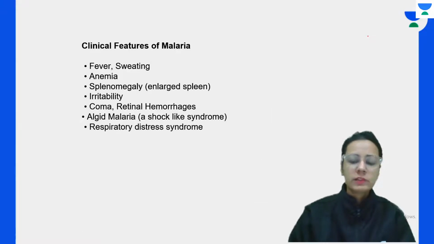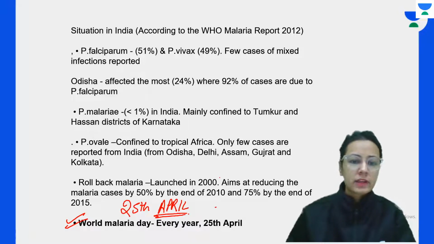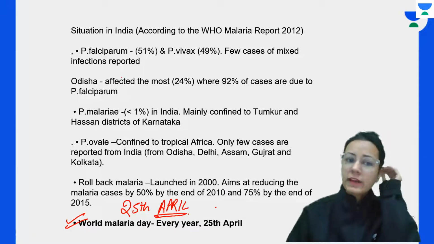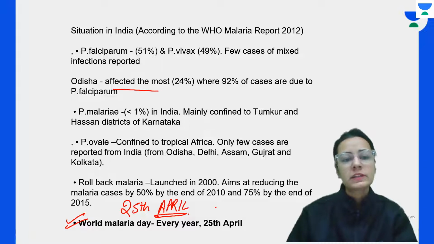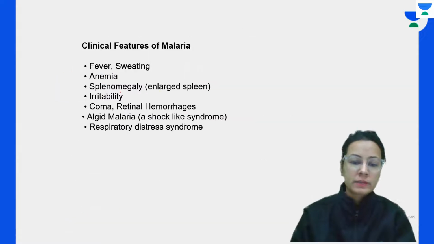Now, moving to the next, when is World Malaria Day celebrated? It is on the 25th of April, right? We have mainly Plasmodium falciparum, and in Odisha that is affected the most, where 92% of cases are due to Plasmodium falciparum, and we mark 25th April as World Malaria Day.